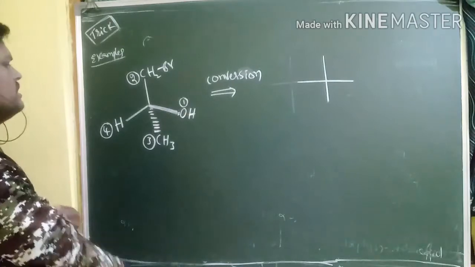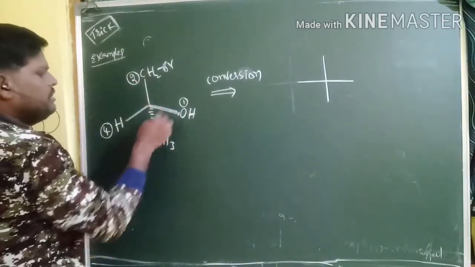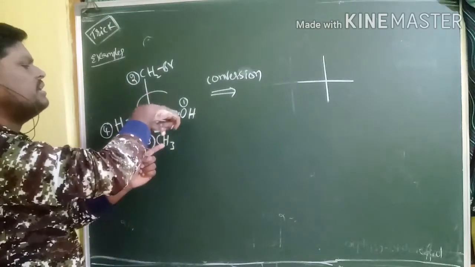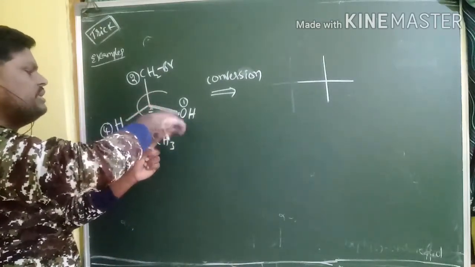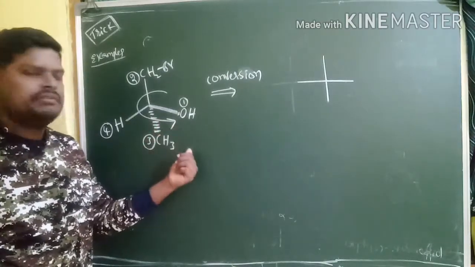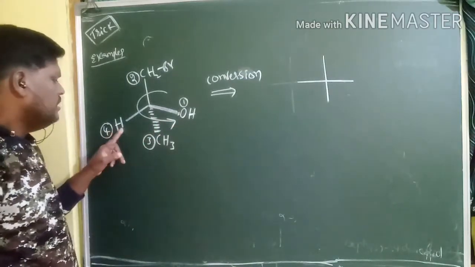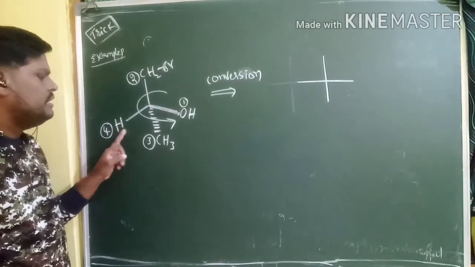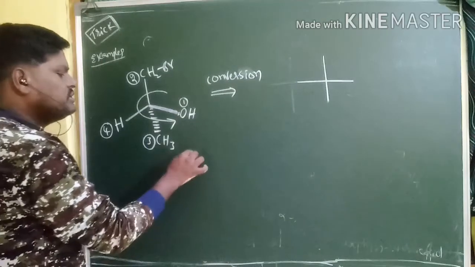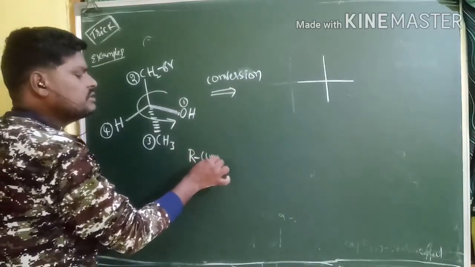What is the expected direction here? 1 to 2 to 3. So this is the expected direction for this one. Is it clockwise direction or anti-clockwise direction, sir? It is anti-clockwise direction. So what is the expected configuration here? S configuration. But least priority is not present on broken wedge. That's why take opposite configuration here, R configuration.